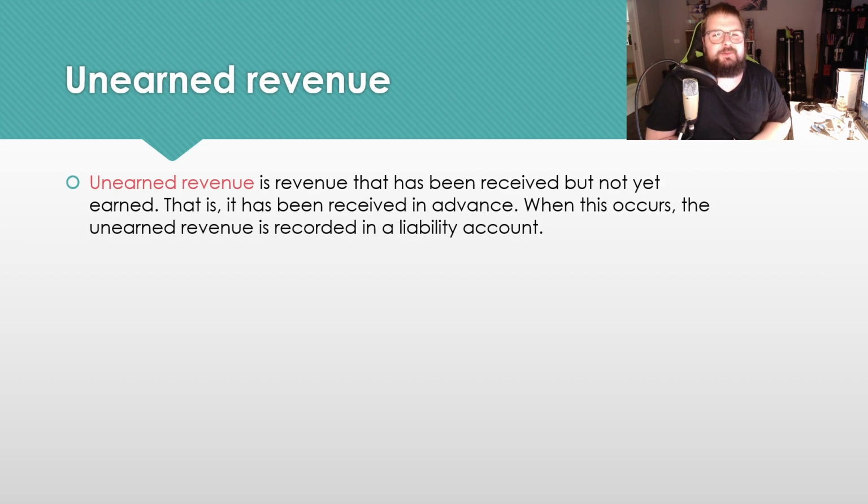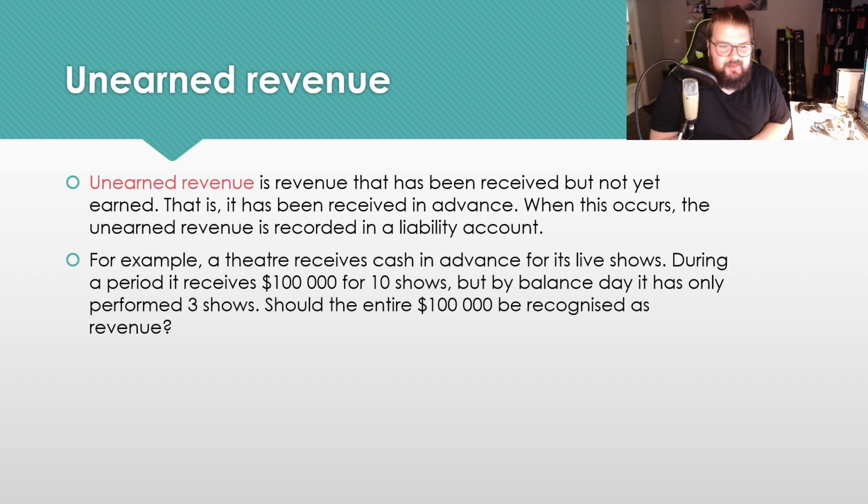Now, unearned revenue is going to seem a little bit more foreign. This is a situation where we've been given revenue, but we haven't actually earned it, which means we might have received a payment in advance or a deposit or things like that. Now, when this occurs, we have to acknowledge that we have a liability. We have an obligation to fulfill a service or provide goods. So the example we're going to follow with is that a theatre has received cash in advance for live shows.